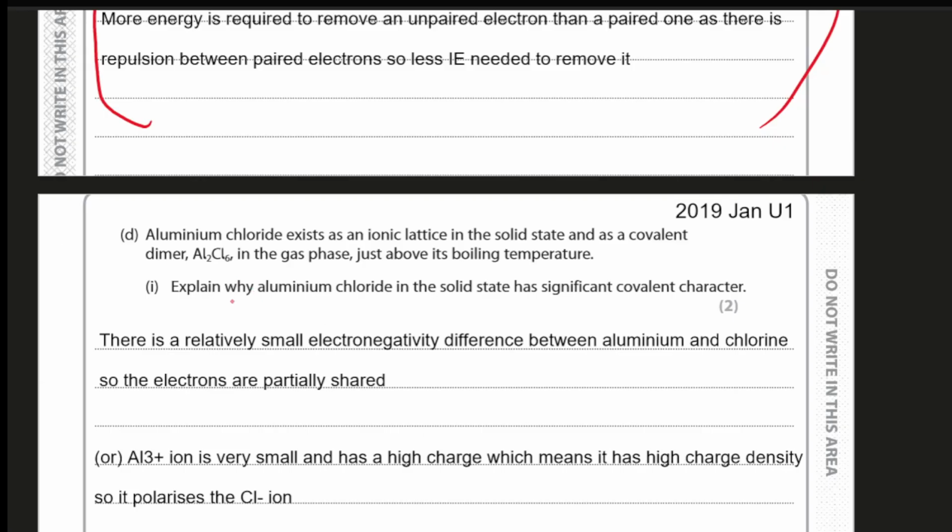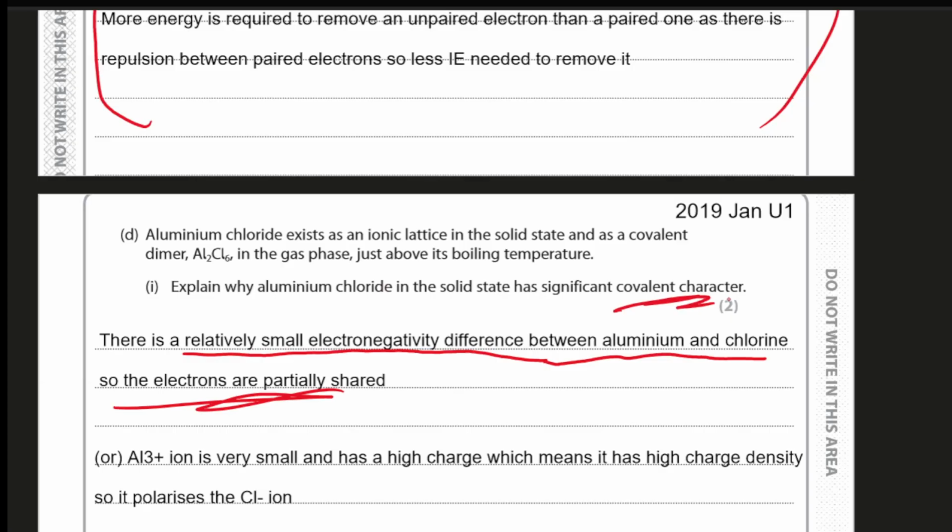You need to remember one thing, that there is a relatively small electronegativity difference between aluminum and chlorine. So the electrons are partially shared. You need to talk about the electronegativity difference whenever this type of question comes. Whenever they talk about covalent character, you need to talk about the electronegativity difference. The lower the electronegativity difference, the greater the covalent character is.